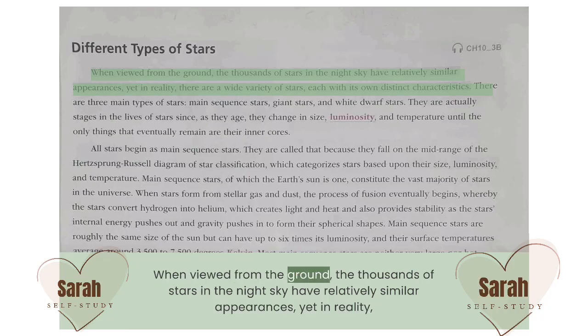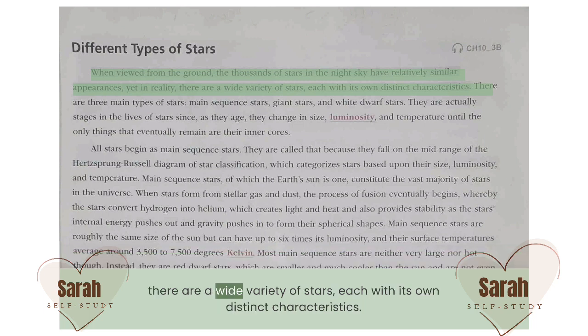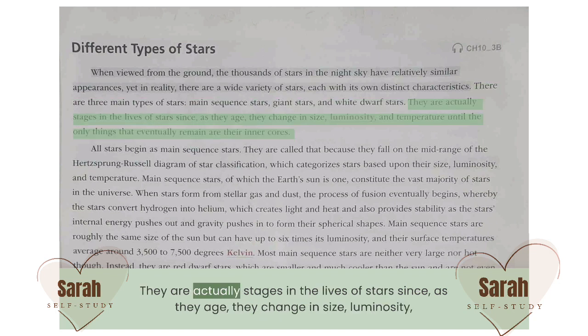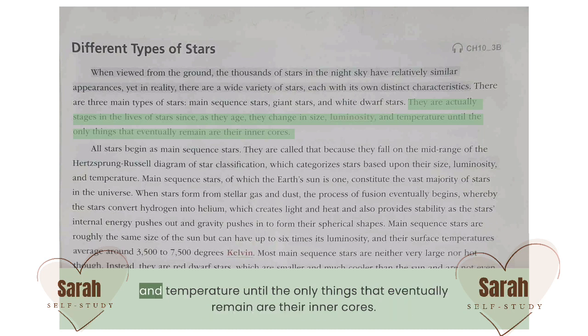When viewed from the ground, the thousands of stars in the night sky have relatively similar appearances, yet in reality, there are a wide variety of stars, each with its own distinct characteristics. There are three main types of stars: main sequence stars, giant stars, and white dwarf stars. They are actually stages in the lives of stars since, as they age, they change in size, luminosity, and temperature until the only things that eventually remain are their inner cores.